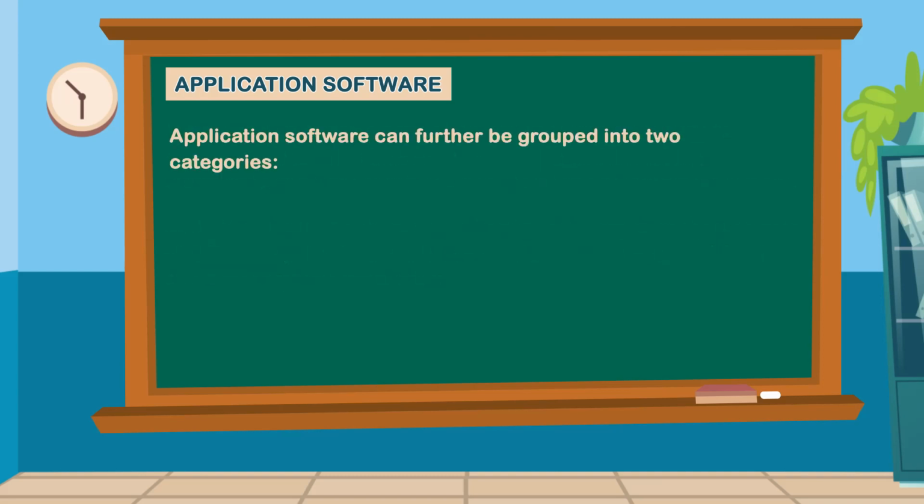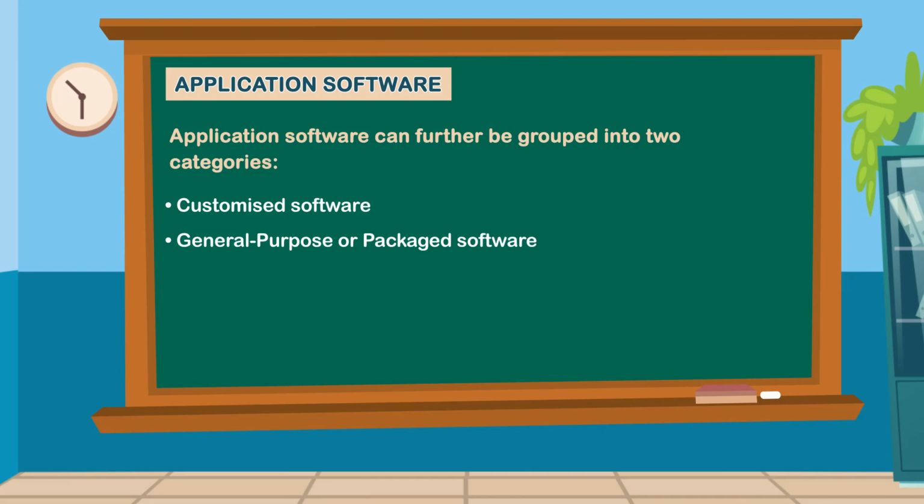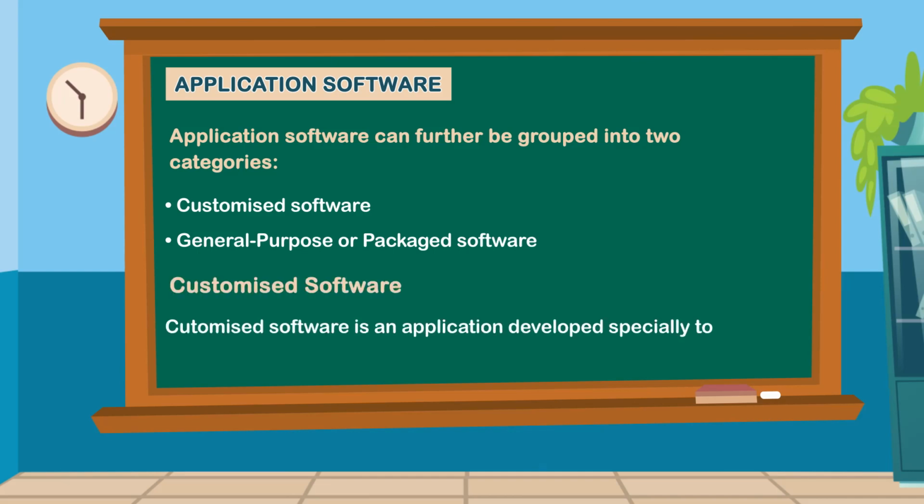Application software can further be grouped into two categories: customized software and general purpose or packed software. A customized software is an application developed specially to solve a particular task for an individual or organization. For example, the payroll software of an organization, the railway reservation system, and many others.